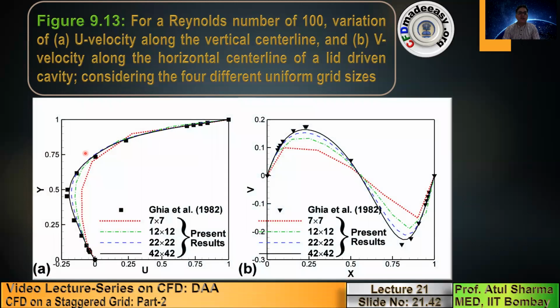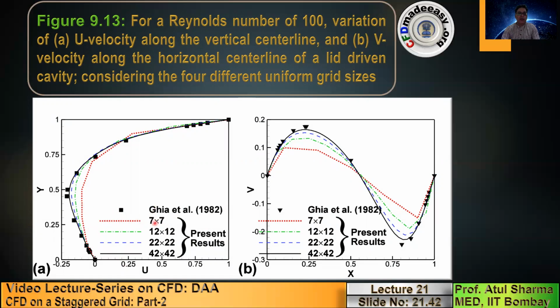And finally, for testing, we draw certain 1D plots. This figure shows the variation of u velocity on a vertical center line, where the y coordinate is varying, shown here on the y-axis, and for v velocity it is shown on the horizontal line. You can see the square symbols for the variation of u velocity on the vertical center line. This has been reported by Ghia et al. This is the data which is very widely used in the literature.